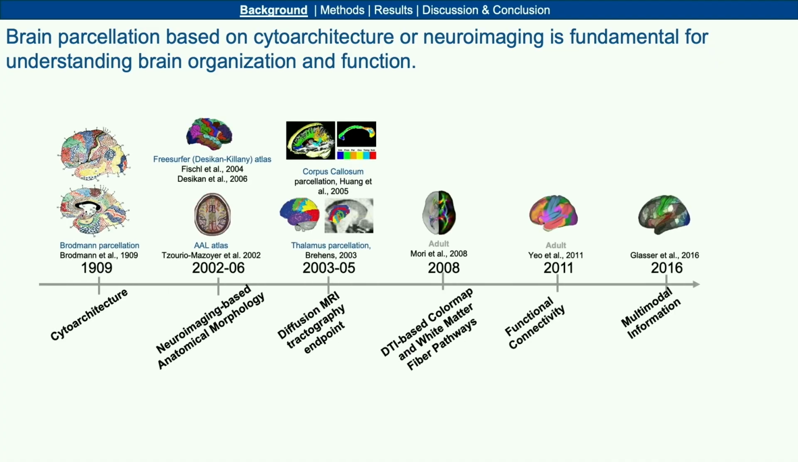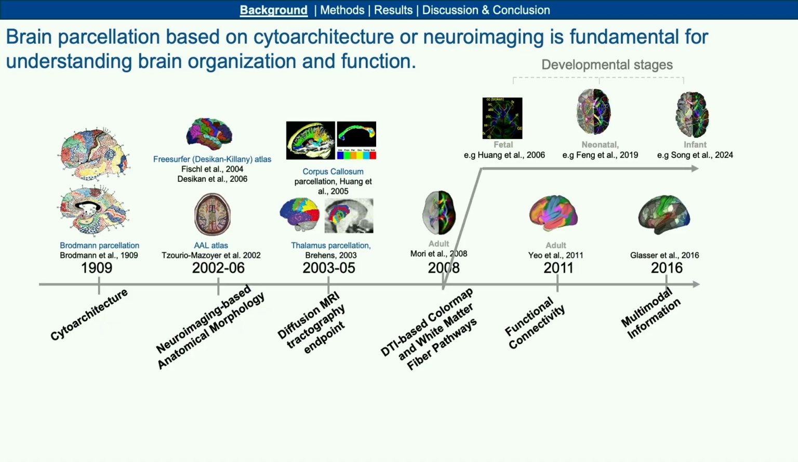Brain parcellation has significantly evolved over the past century. Starting with the classical Brodmann's cytoarchitectural studies in 1909, we have progressed through MRI-based modalities, including the AAL atlas using anatomical morphology, diffusion MRI-based tractography endpoints for corpus callosum and thalamus parcellation, and DTI-based color maps and white matter fiber pathways. In 2011, functional connectivity analysis of resting state fMRI revealed 7 and 17 functional networks in adults. Pushing this further, with the help of multimodal information, 180 areas in each hemisphere were delineated in the adult brain.